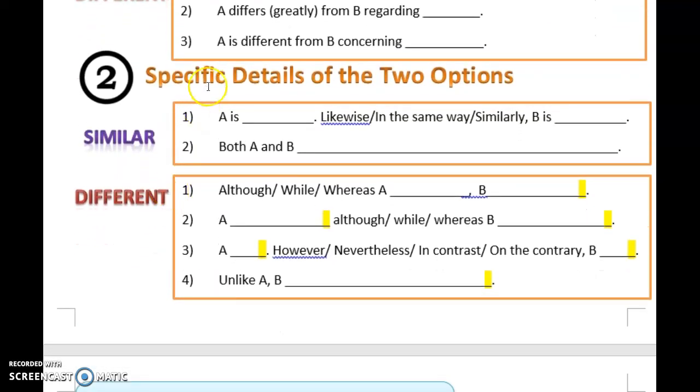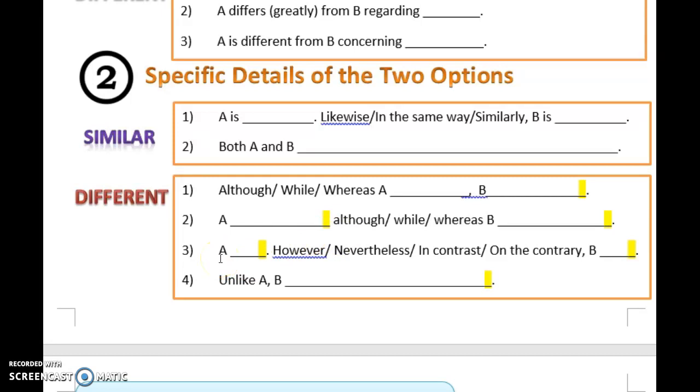If you want to say they are similar, you can say A is $300, in the same way, B is $320. Both A and B are sold at a low price. But if the difference is big, like A is 400, but B is 4,000, you can use although, while, whereas. You can also put these connectives in the middle of the sentence. You can also do it in this way.